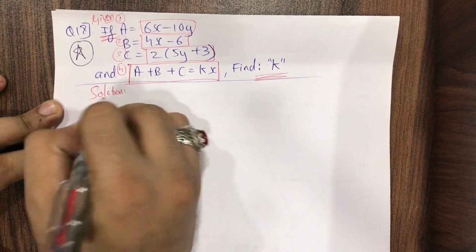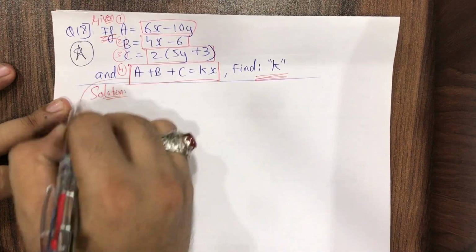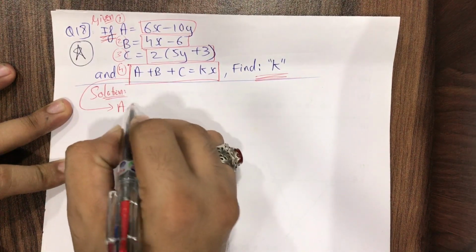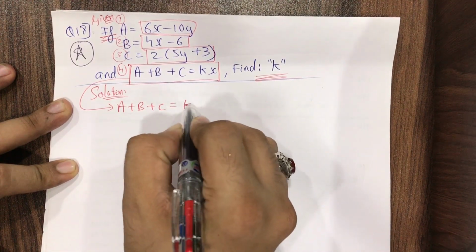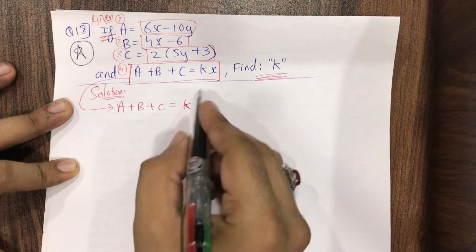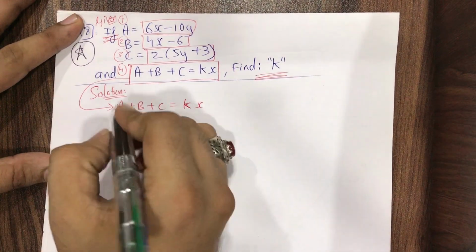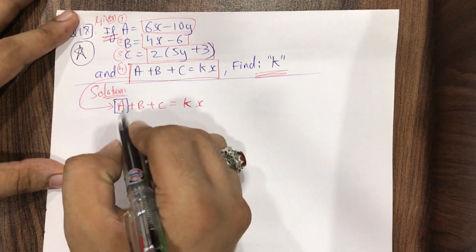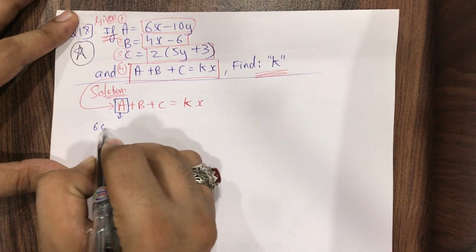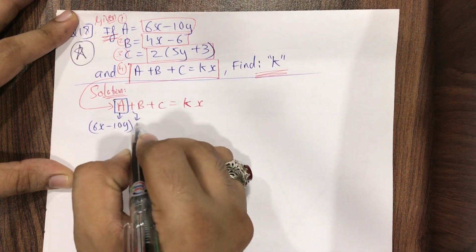First I'll copy the given data. It's like A plus B plus C is equal to K multiplied by X. Now students, you all tell me, do we have the value of A? Yes, the value of A is 6x minus 10y. So at the place of A, I'll put 6x minus 10y within the brackets. This plus will come as it is.